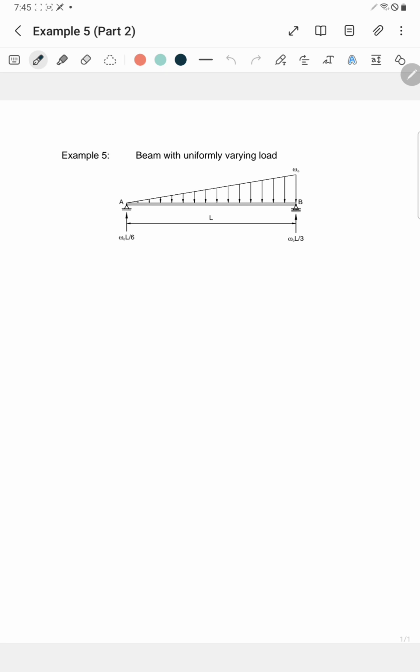Ngayong meron na tayong reactions, the next step is we draw the moment by parts. So magiging simple ang moment by parts sa problem natin kung ang reference natin ay point B. So we draw the moment by parts at point B. So at point B, dalawa ang magkakos ng moment. The reaction at A and the triangular load. So due to the reaction at A, the moment by parts diagram is triangular. And the moment is WL over 6 times L, or simply WOL square over 6.